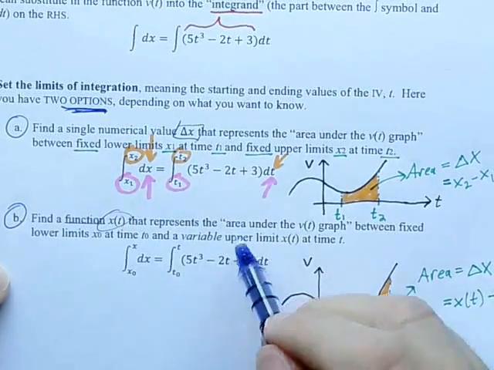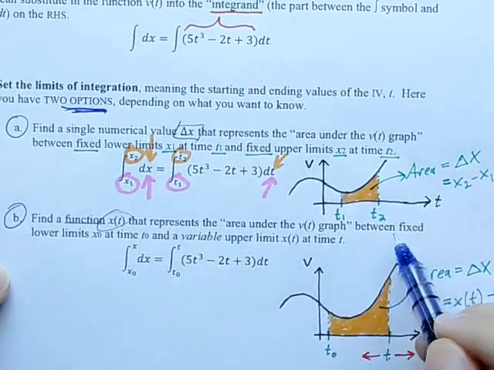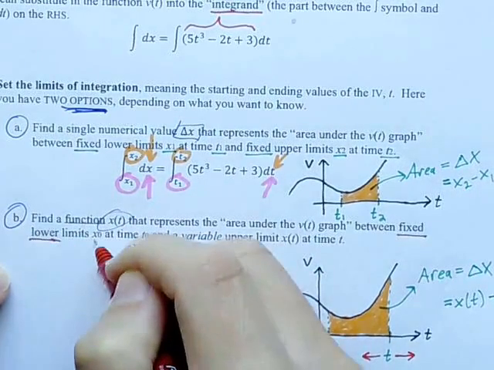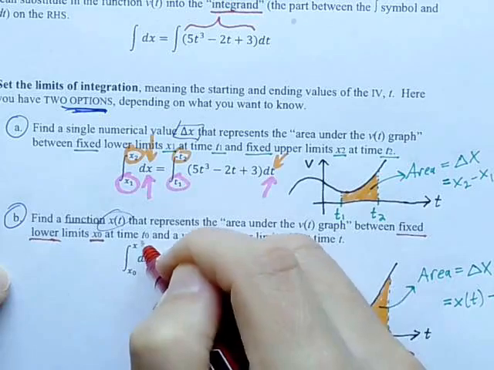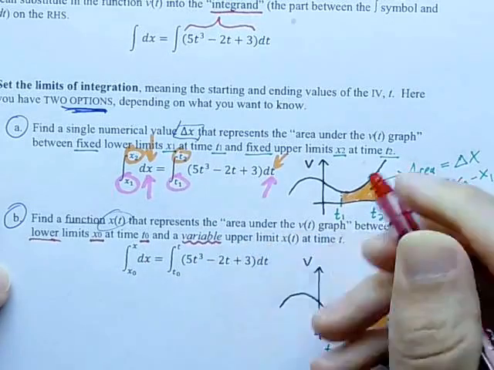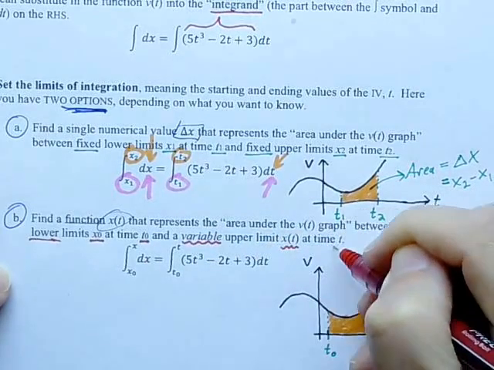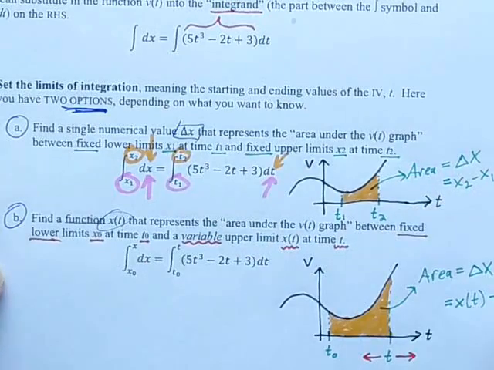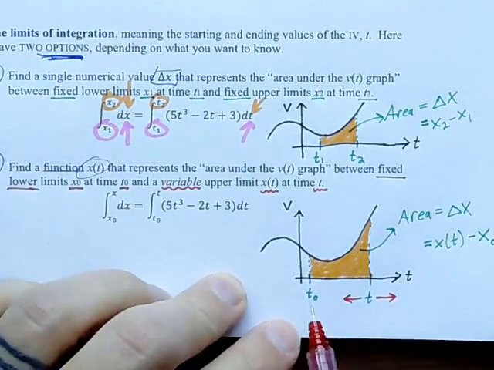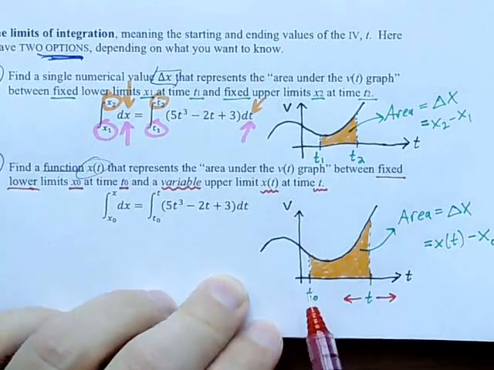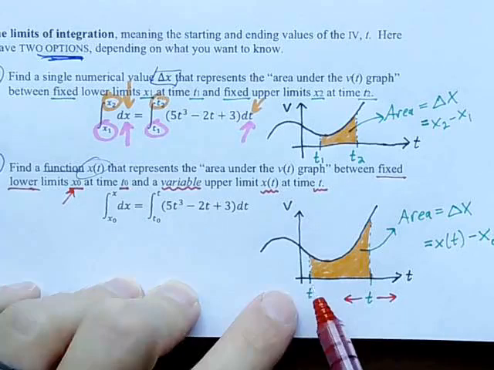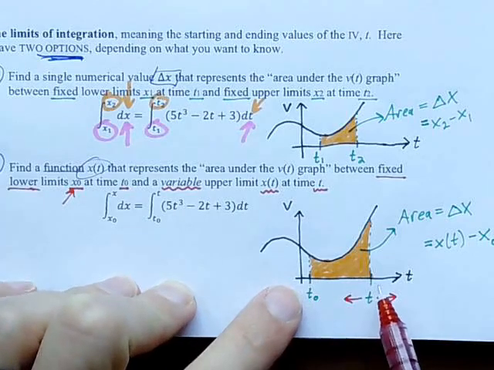This function represents the area under our velocity graph between some fixed lower limit, some initial position x naught at some initial time t naught, and a variable upper limit, x as a function of time at some variable future time t. So that picture looks like this. Here's our velocity function once again, and we'll fix some starting time, t naught, at which we know the position. So if we know your position, x naught, at time t naught, this starting time, then we're going to let the upper limit here be a variable.